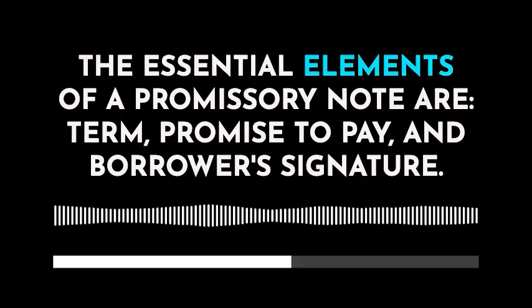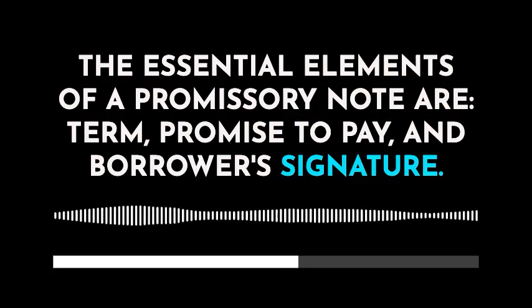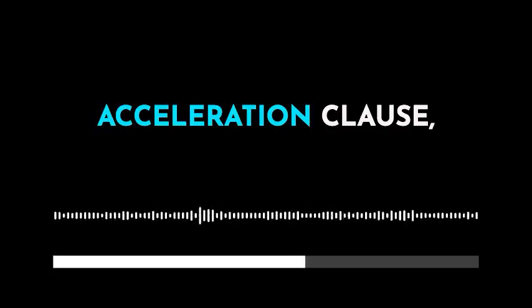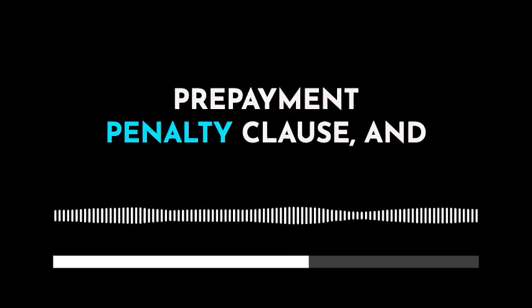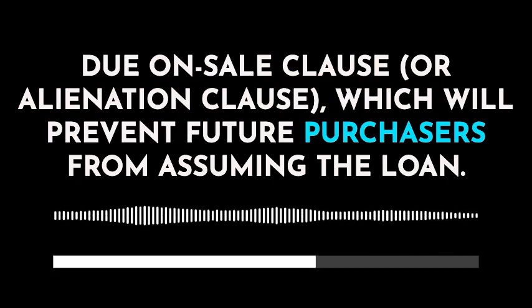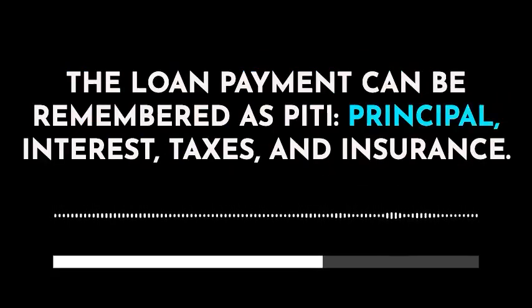The essential elements of a promissory note are term, promise to pay, and borrower's signature. It is a negotiable note. Special note provisions include acceleration clause, prepayment penalty clause, and due on sale clause, which will prevent future purchasers from assuming the loan. The loan payment can be remembered as PITI: principal, interest, taxes, and insurance.